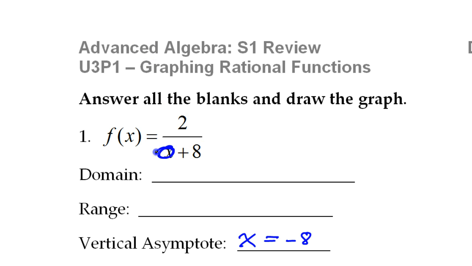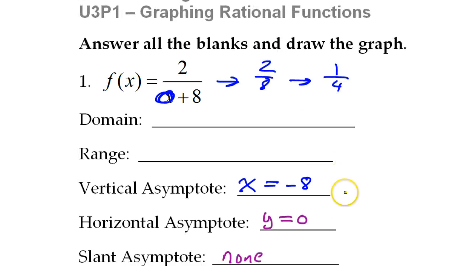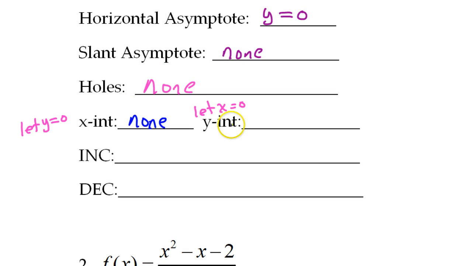Okay, so if I put 0 in for x, then this becomes 2 over 8, which becomes 1/4. So the y-intercept is the y value that is 1/4, of course the x value is 0. Now, we want increasing and decreasing intervals.